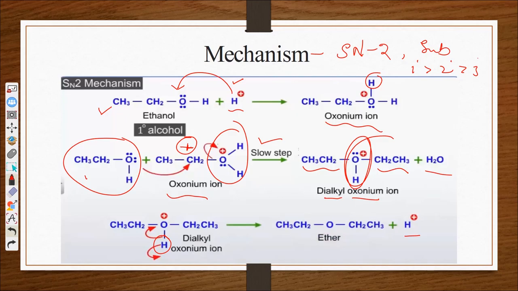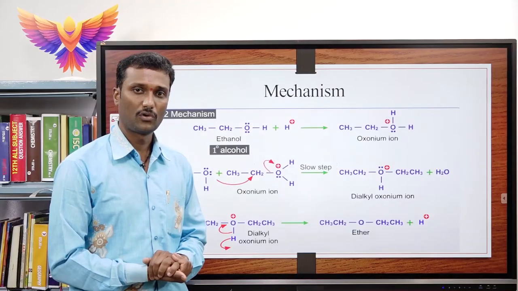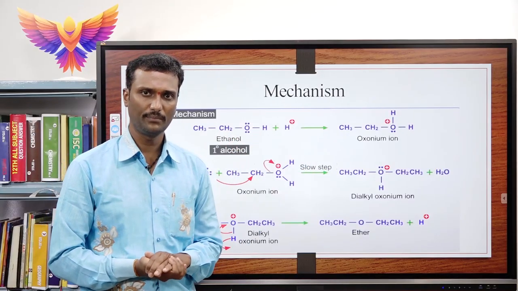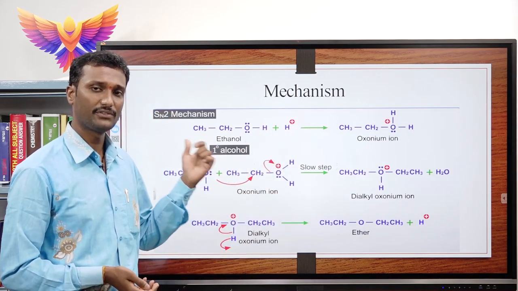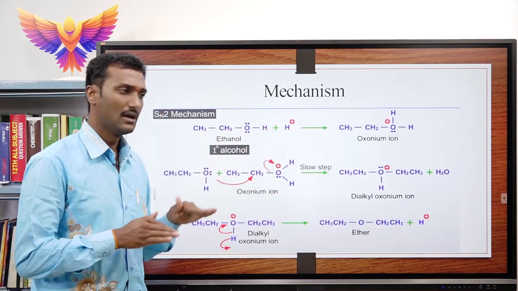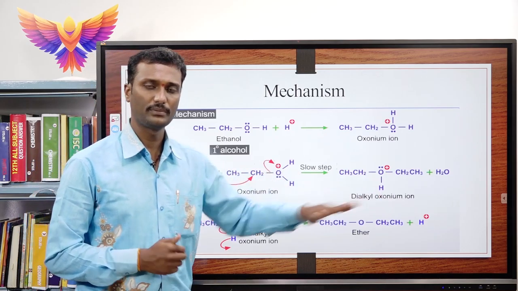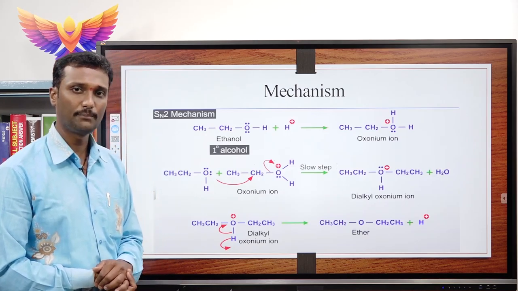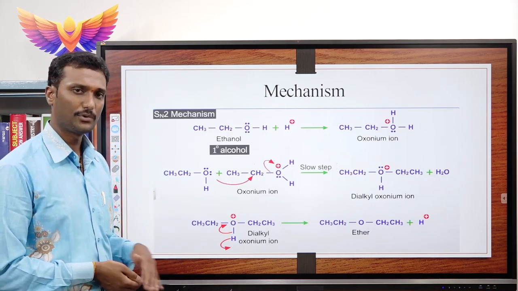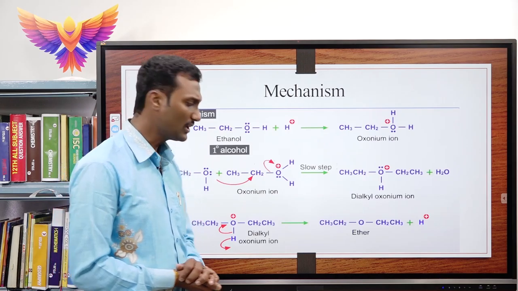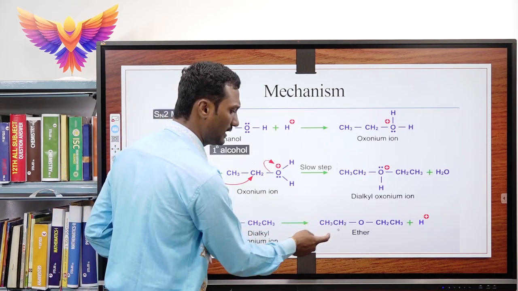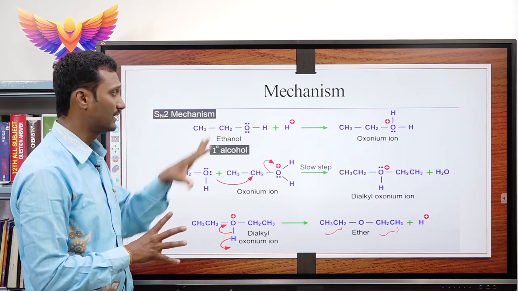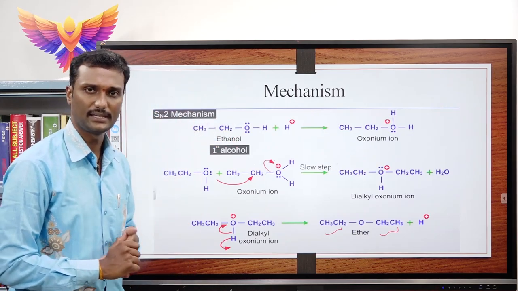Again I'm repeating here. The first step is the attack of the electrophile on the oxygen to form the oxonium ion. Again, that oxonium ion reacts with one more ethanol, which is the slow step, to form the intermediate, where the water molecule is liberated. The last step is deprotonation, which gives an ether. You can observe here we have a symmetrical ether. So this method is only preferred for symmetrical ether.